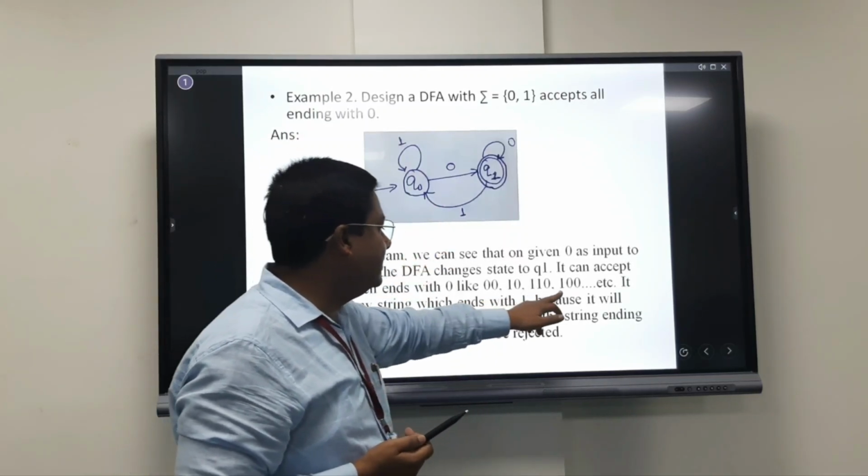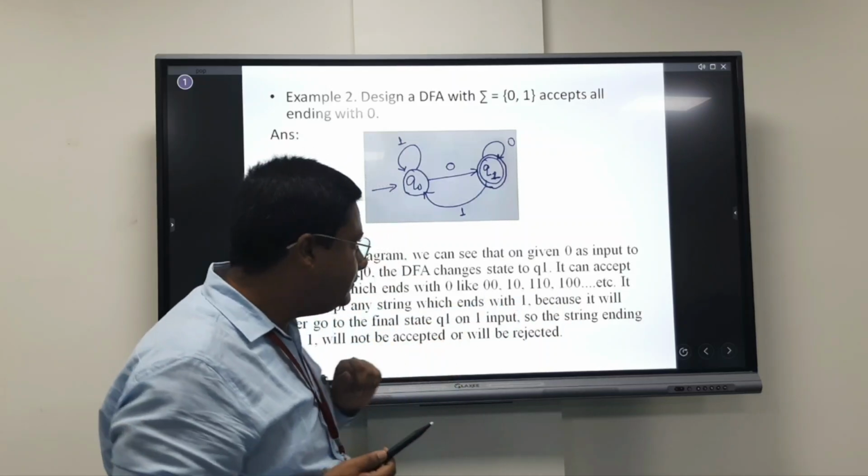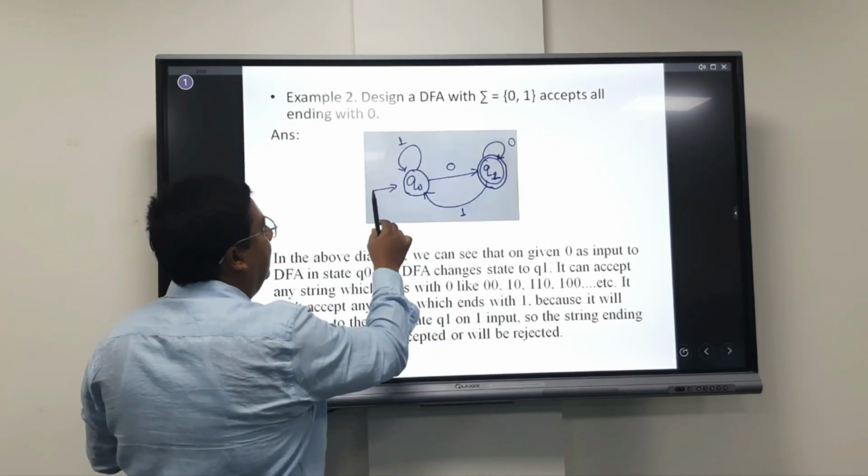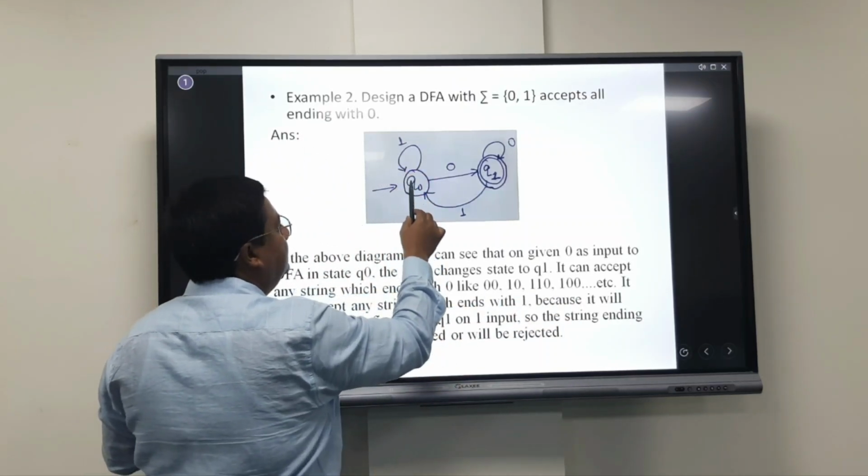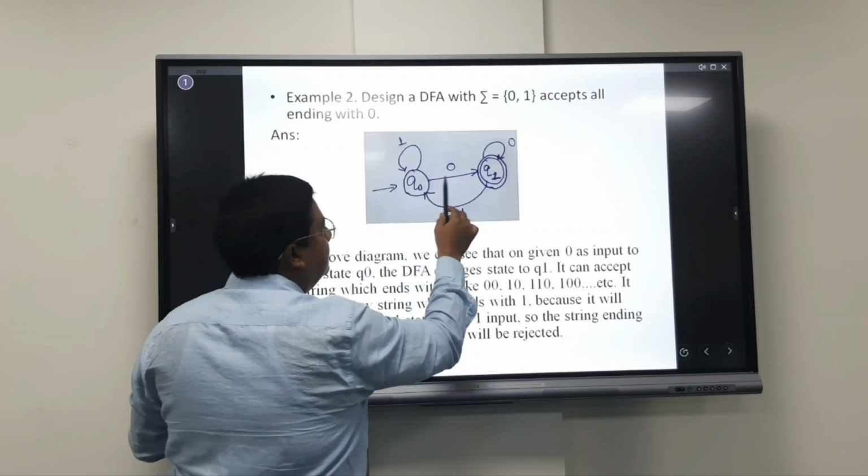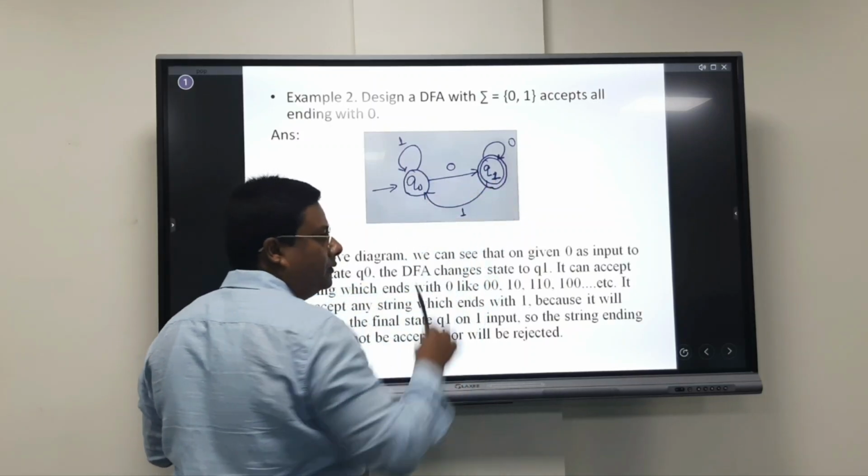But suppose we consider 100, what will happen? At 1 we just loop at the same state, and then this is 0 and this is 0.